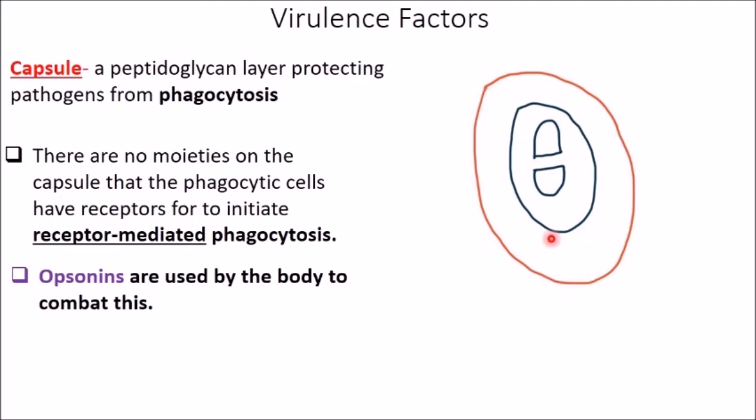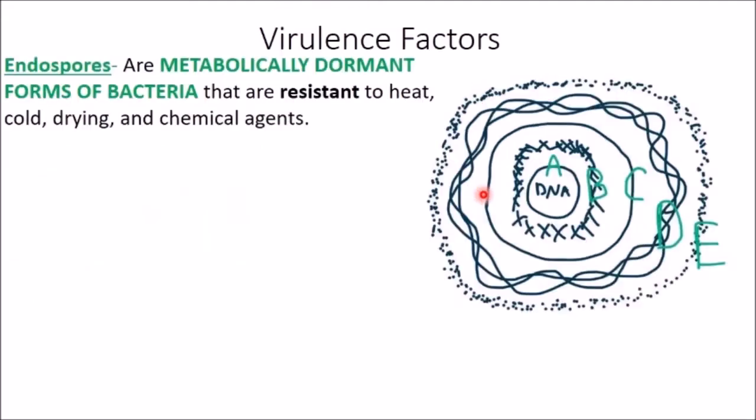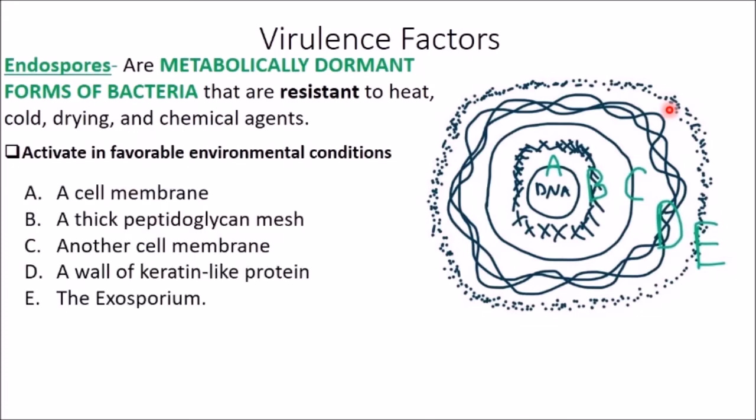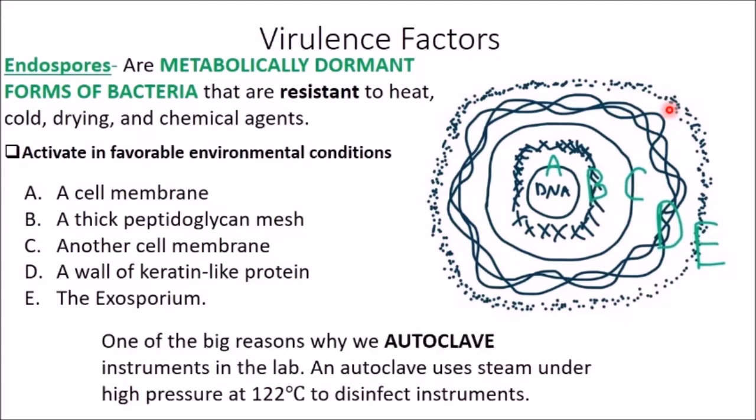Endospores. Endospores are the metabolically dormant form of the bacteria that are resistant to heat, cold, drying, and chemical agents. I drew the structure here. I don't care that you know that. But you should know that they activate in favorable environmental conditions. So they may not activate when it's really cold, but if they feel that they're at 37 degrees Celsius and they just got into your human body, yeah, they'll activate then. The structure is a cell membrane, thick peptidoglycan mesh, another cell membrane, a wall of keratin-like protein, and the exosporium. Again, I don't care if you know that.